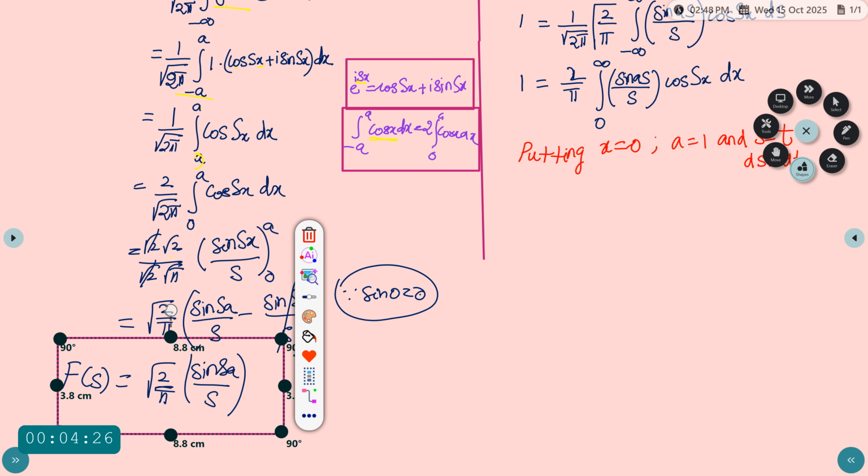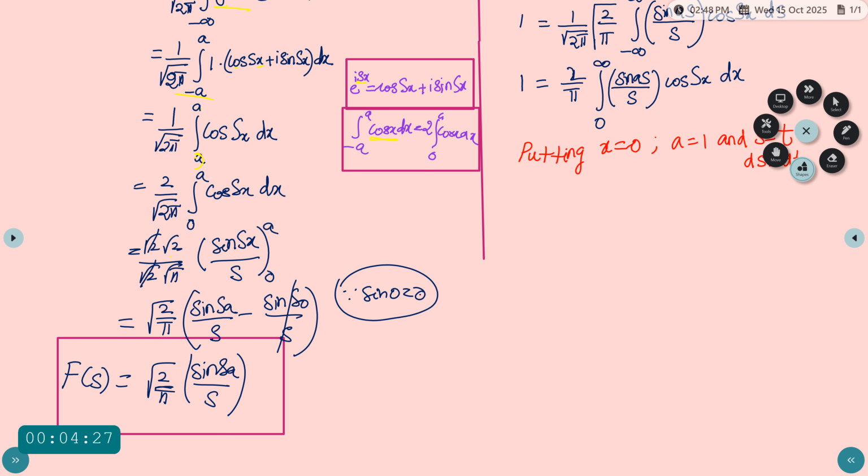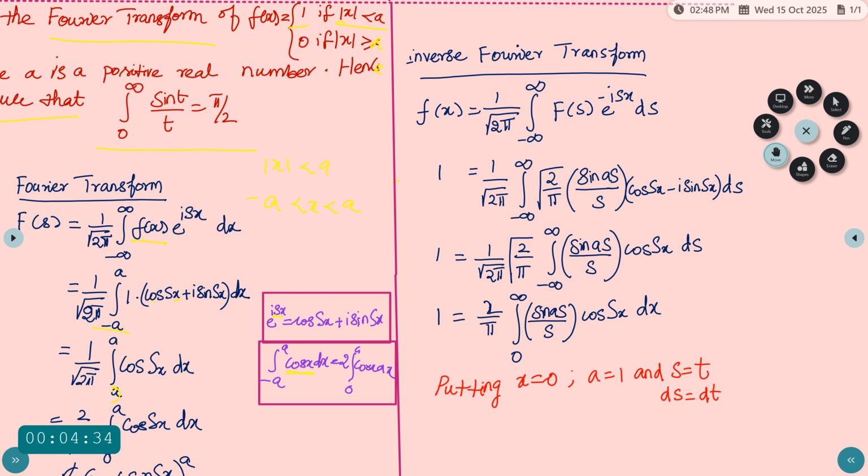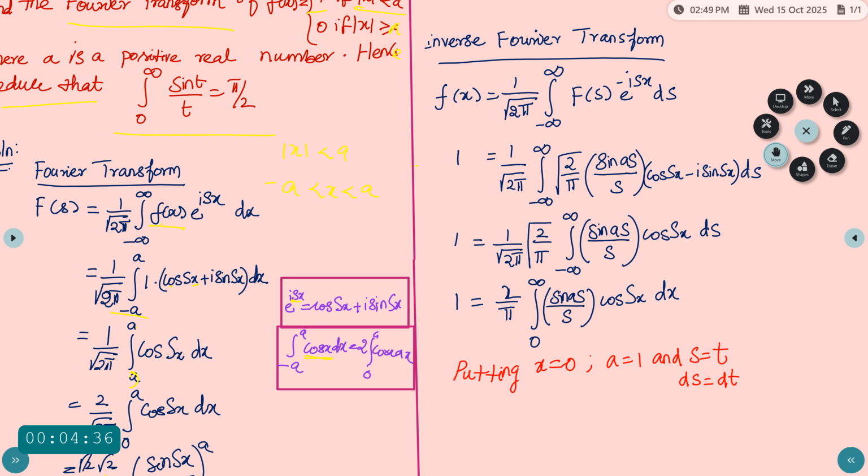So now I have found the Fourier transform formula. Move on to the inverse Fourier transform. So now let's find the inverse Fourier transform. What is the formula for the inverse Fourier transform?